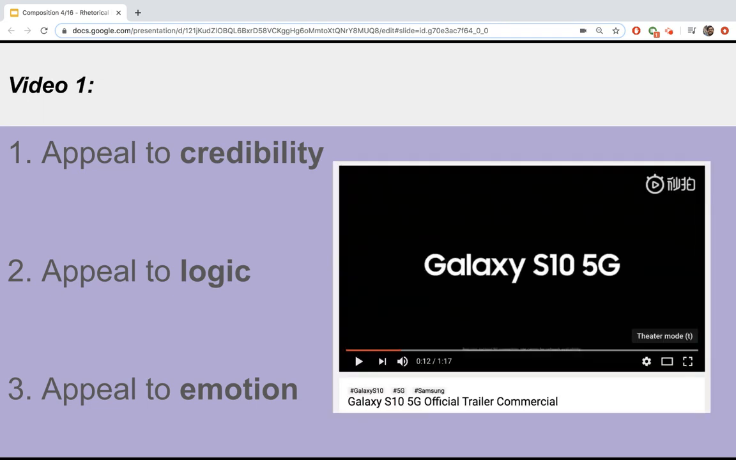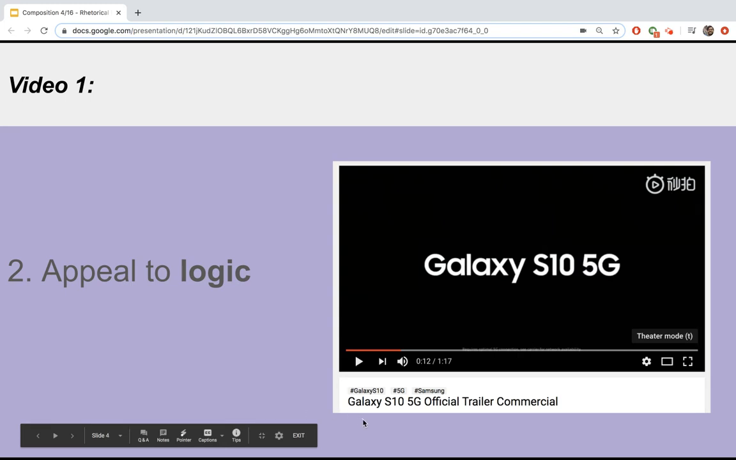So if you're looking at your sheet, you're looking at the first video. Your first video was the Galaxy S10 5G official trailer. Was this an appeal to credibility, logic, or emotion? The answer is, this was an appeal to logic. Throughout the video, the commercial shows all the specs of the phone, how fast it is, how big it is. And so when you're talking about how fast a phone is, you're saying, look here's how quick our phone is. This is why you should buy it. That is a fact-based opinion, shows it was an appeal to logic.